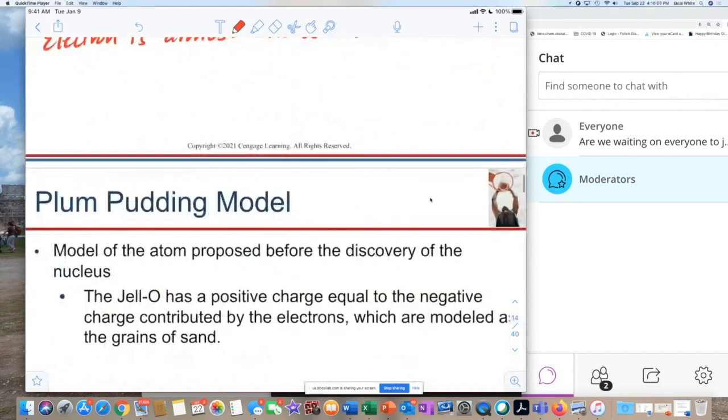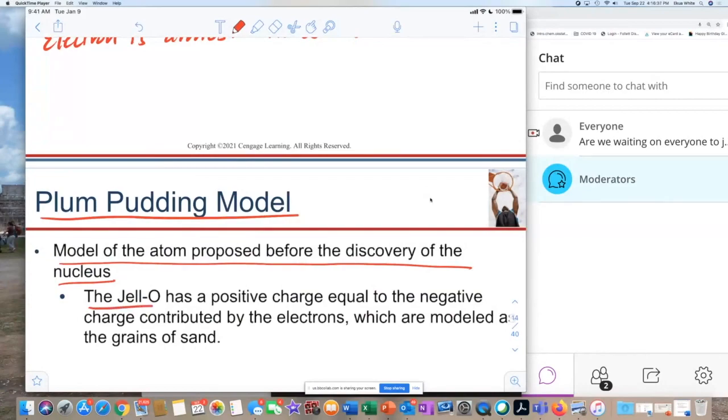Okay, so once again, plum pudding model. This is a model of the atom proposed before the discovery of the nucleus. So they hadn't discovered the nucleus yet. And we're going down through history, right? I remember a student asked me, well, why do we even learn the history? Because in chemistry, everything builds up on everything. We wouldn't have discovered the new one if we didn't know the old one. And the new one only makes sense if you know the old one and how it worked, right?